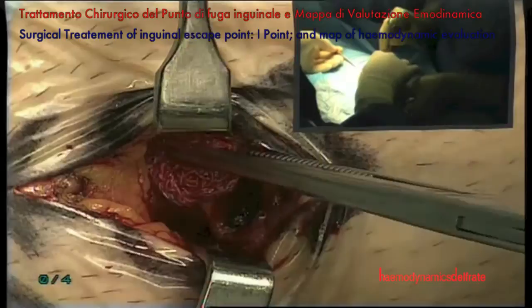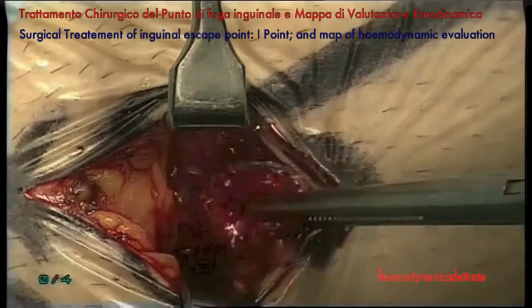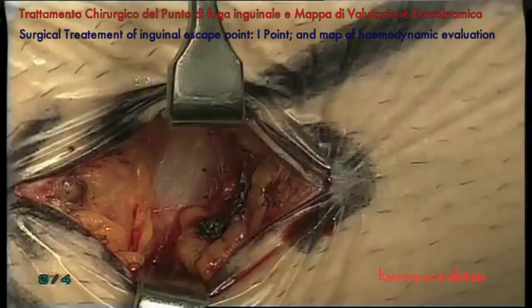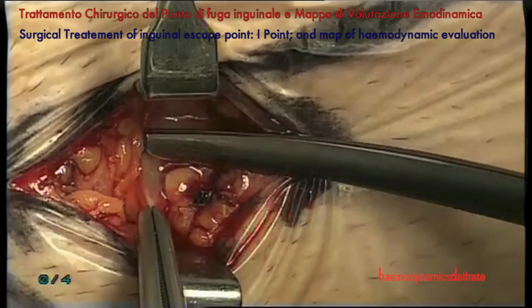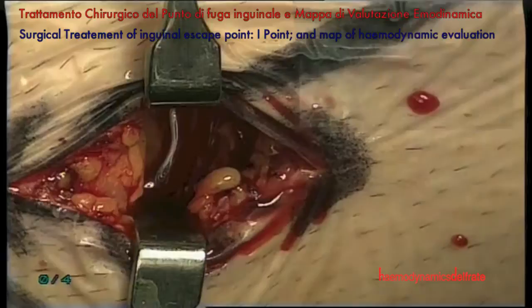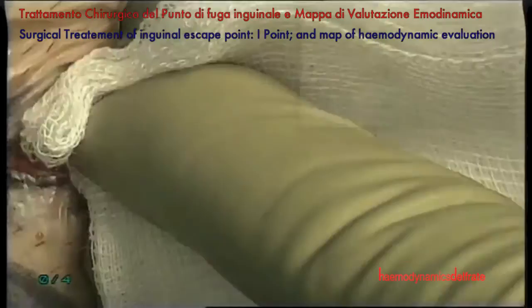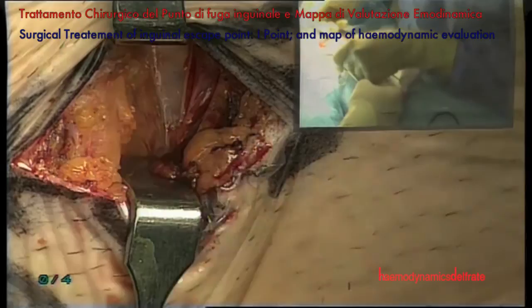We must proceed towards the fascia of the external oblique muscle. Leave me a clamp in my hand. A clamp and scissors. Knowing that in the subcutaneous area there is a very important venous cavernoma, which you will be able to see in the film that you're going to watch afterwards.